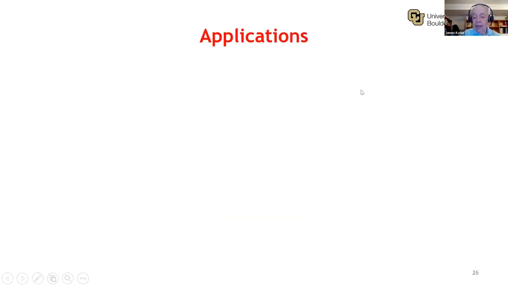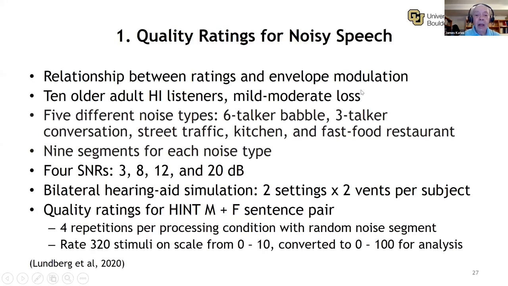Now, some applications. How have we been able to use this, and how can other people use metrics like these? One application that we've looked at is quality ratings for noisy speech. This is a paper that came out last year. We want to look at the relationship between subject listener quality ratings and the envelope modulation inherent in the noise and in the speech.